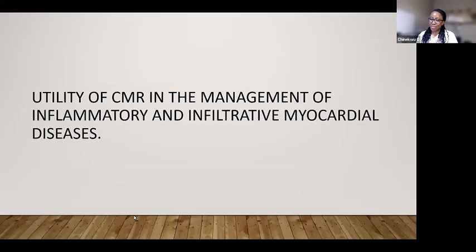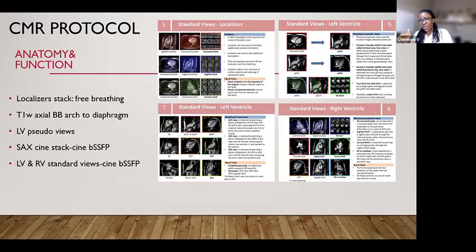Last week we spent time discussing a lot of the genetic cardiomyopathies, the different presentations of heart muscle disease: hypertrophic, dilated, restrictive, the non-dilated LV cardiomyopathies, etc. Now, this session will be on the utility of cardiac MRI in inflammatory and infiltrative myocardial diseases. So myocardial dysfunction that is basically due to myocardial inflammation, which may be acute or chronic, and then myocardial infiltration. And then we'll go into detail in each of these patient groups and disease groups.